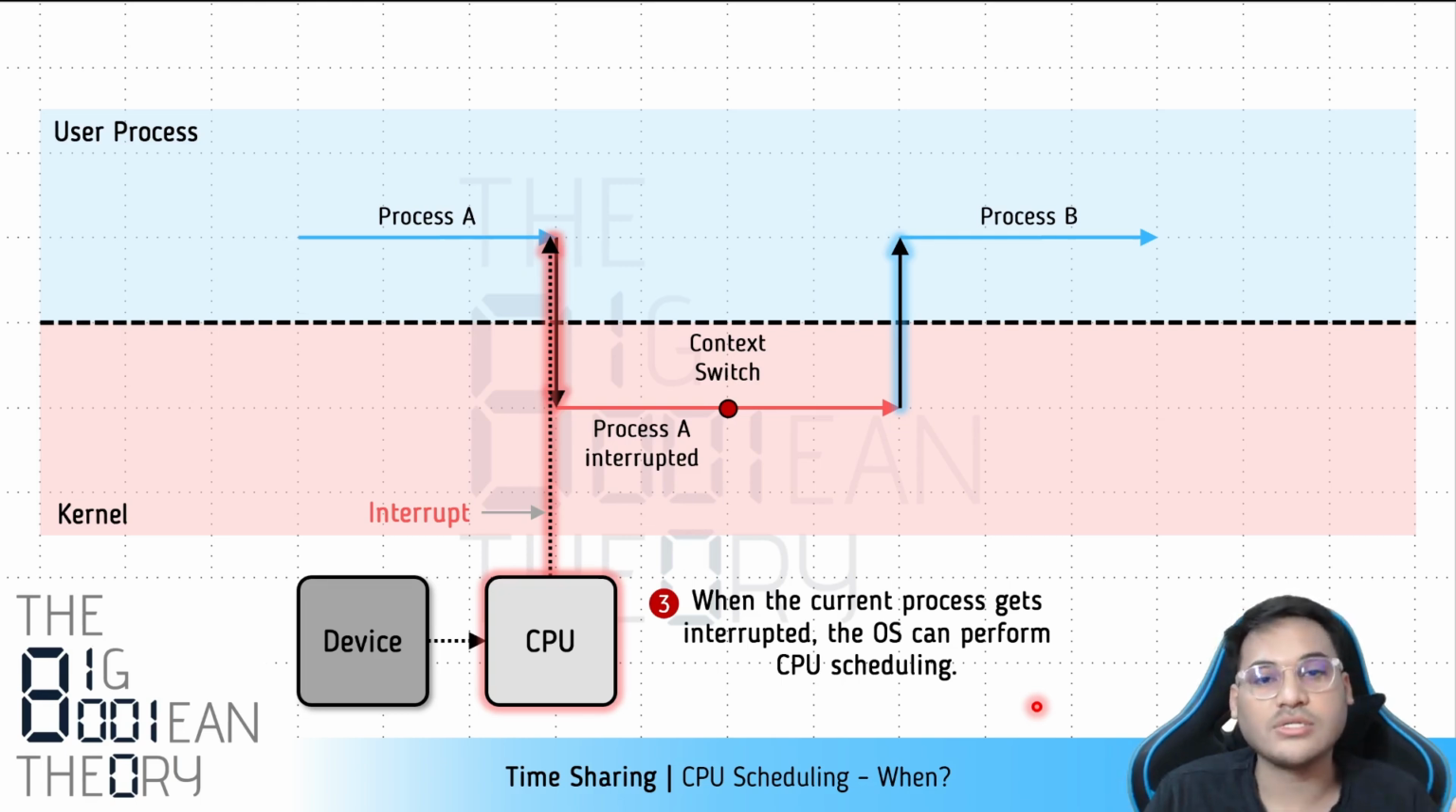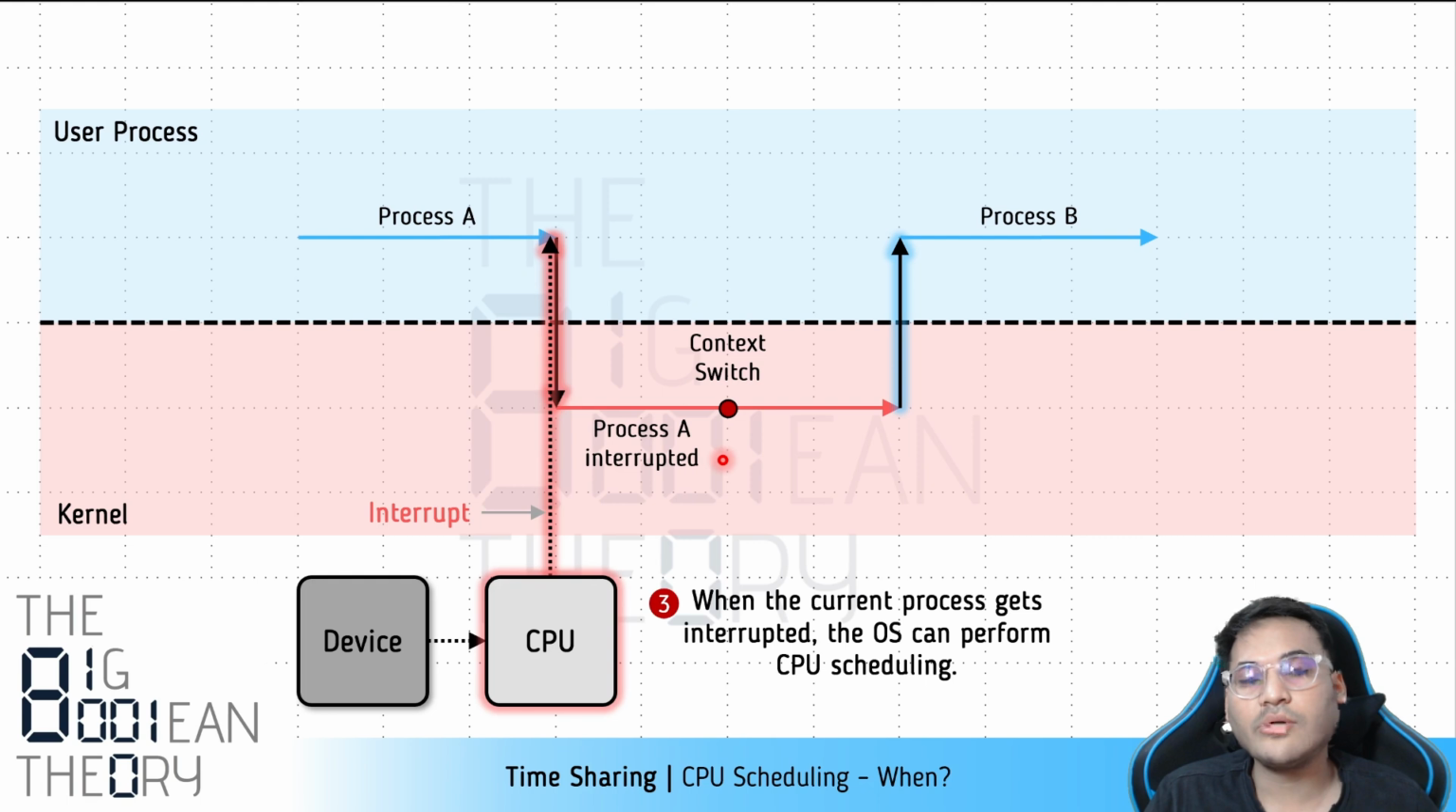Now here is a question, to context switch or not. So you can see process A was executing instructions. It got interrupted due to some kind of device interrupt. You can see this is the device and the device interrupted the CPU. When that happens, the control of the CPU is immediately transferred to the operating system. Whenever there is a device interrupt, the code flow execution goes instantly from the user process to the operating system, right? The process A was interrupted.